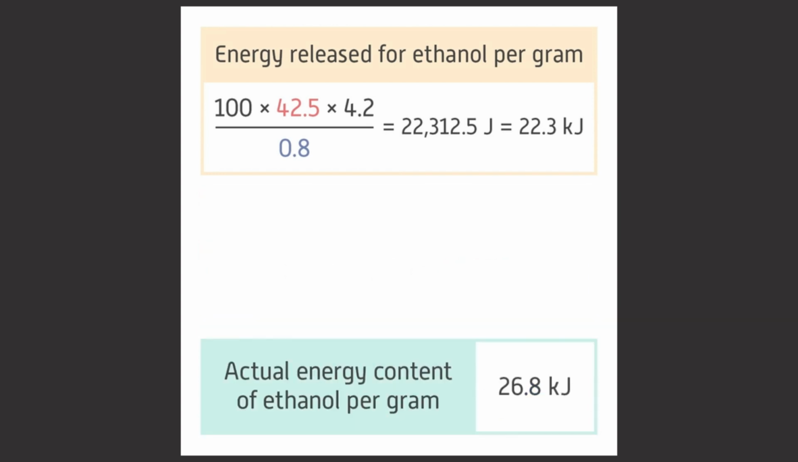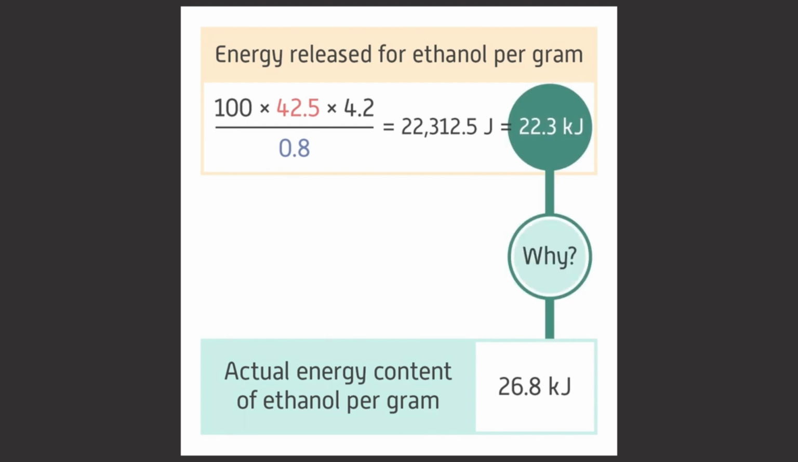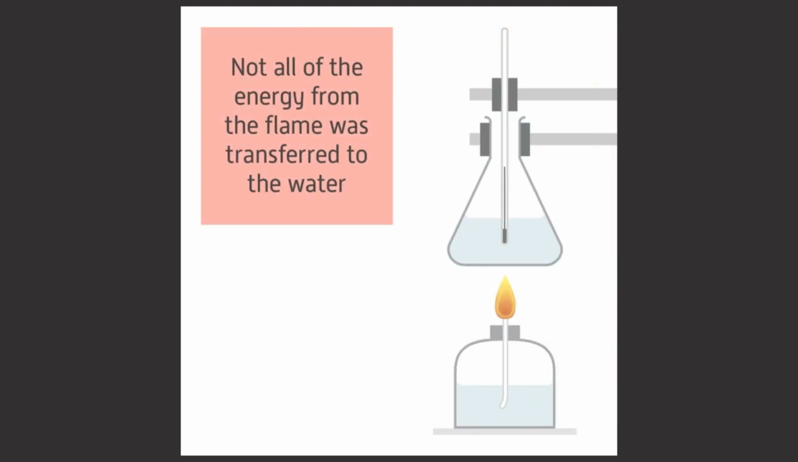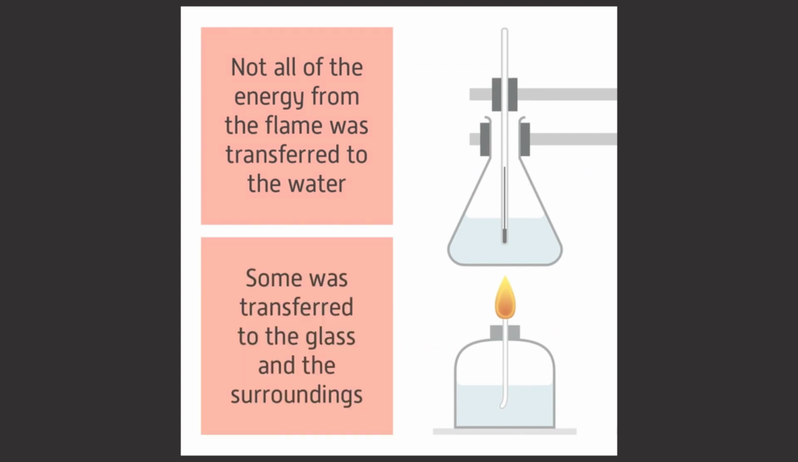The actual energy content of ethanol per gram is 26.8 kilojoules. Our result is lower than this. Why? Well, not all of the energy from the flame was transferred to the water. Some was transferred to the glass and some to the surroundings.